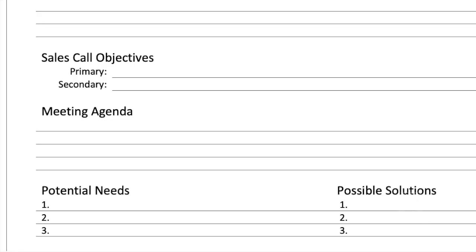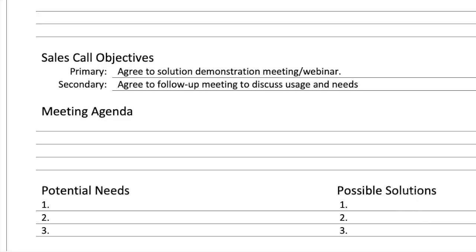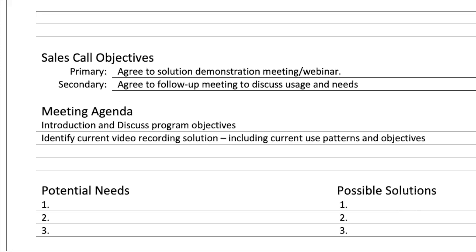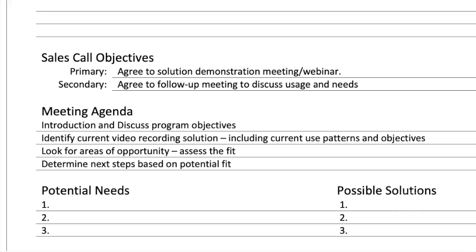Based on her experience with universities, she assumed that if successful, this would be a multi-call sales cycle. So she set as her primary sales call objective gaining Terry's agreement to a demonstration meeting. She then laid out her agenda for the meeting. Jennifer's agenda includes identifying Terry's program objectives, learning how video recording contributes to accomplishing those objectives, establishing needs for which she has solutions, and finally, determining the next steps.